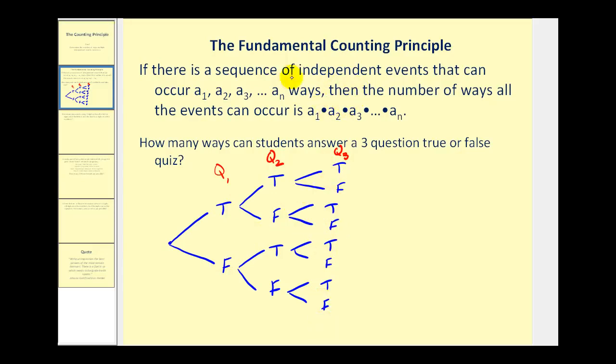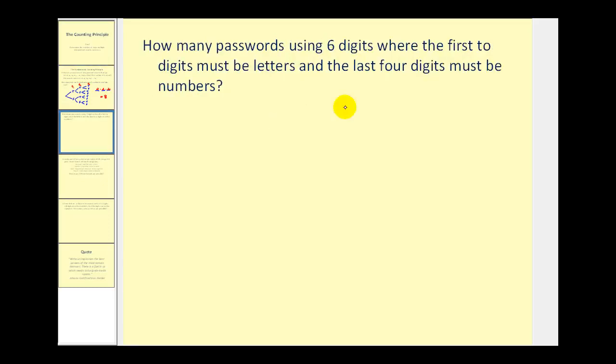Now it's much faster just to use the counting principle. There are 3 events taking place here, 1 for each question, and each of these questions can be answered 2 different ways. So using the counting principle, we'd have 2 times 2 times 2 for the first 3 questions, which equals 8 possible ways this quiz can be answered. Let's take a look at another question.